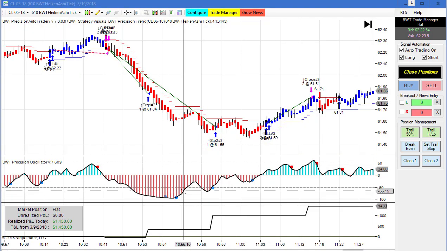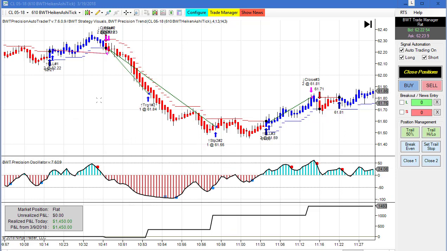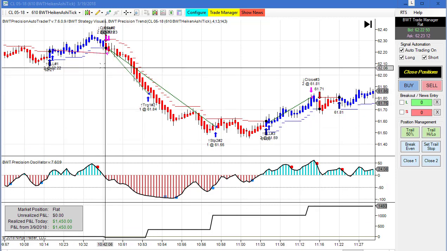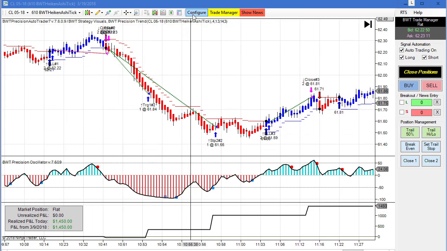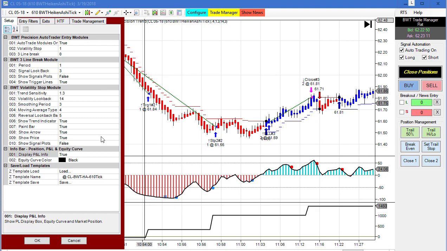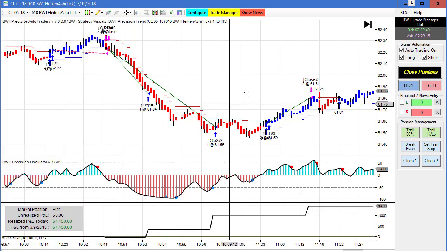Okay, really great trades on the crude oil 610 Heikin-Ashi chart. This had 3 trades, a very small loser, just a couple of ticks, followed by 2 winners back to back. Really excellent placed short trade here. So this did 1450 for the day. Our goal on this, here's the template, and our goal is 1400. So we obviously had 5 ticks of positive slippage.